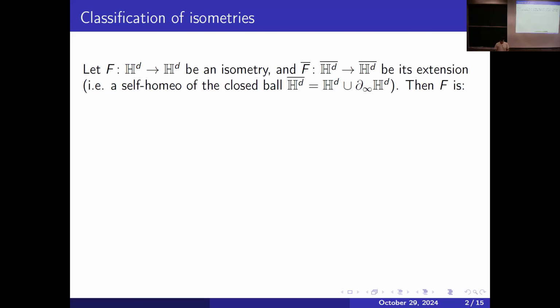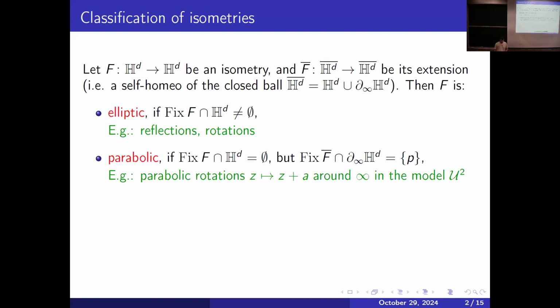Then F is said to be elliptic if the fixed point set of F in the hyperbolic space is not empty. Classical examples are reflections and rotations around points in the plane, or rotations around geodesic axes in the three-dimensional hyperbolic space.